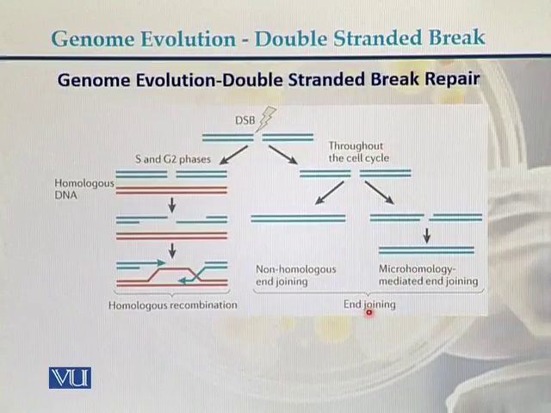End joining is of two types. One is called microhomology mediated end joining, and the second technique is called non-homologous end joining. So a double-stranded break can be repaired by three different methods. One method is homologous recombination, the second is non-homologous end joining, and the third is microhomology mediated end joining.